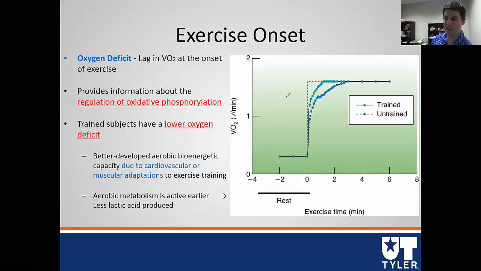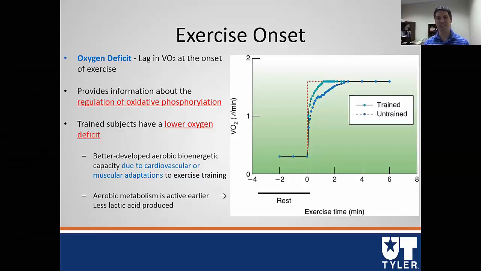One of the cardiovascular adaptations, though, relates also to muscle adaptations. One, we have better capillarity, so we can get more blood flow there. And two, we have more mitochondria in our muscles so that we can get that inertial momentum that we talked about earlier, going a little bit faster and able to provide more ATP with more mitochondria. Therefore, our aerobic metabolism is active earlier and we produce less anaerobic byproducts.